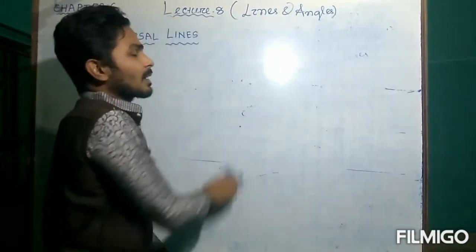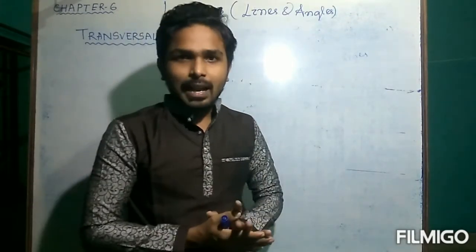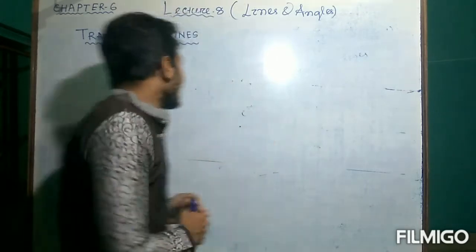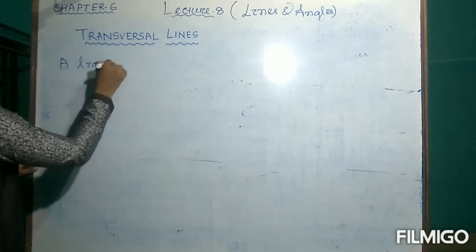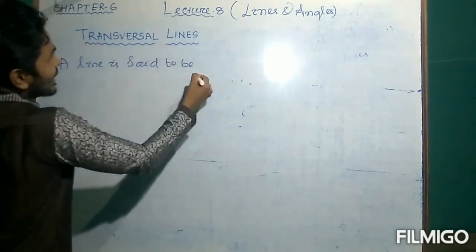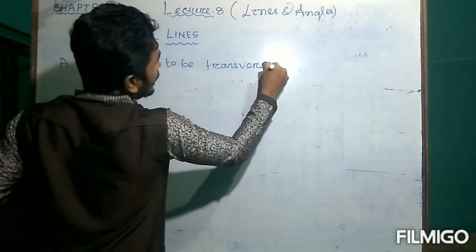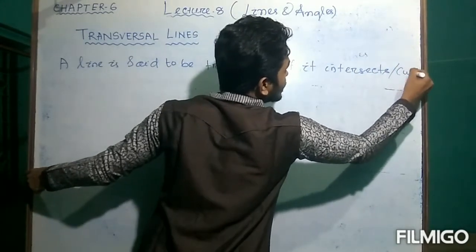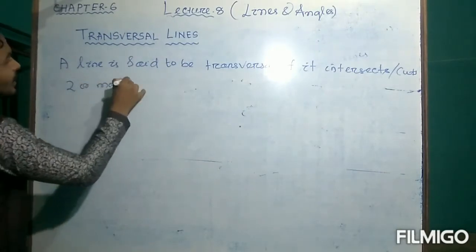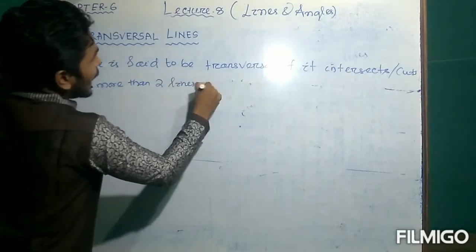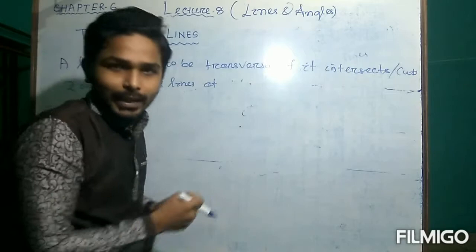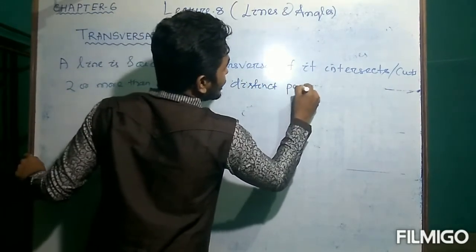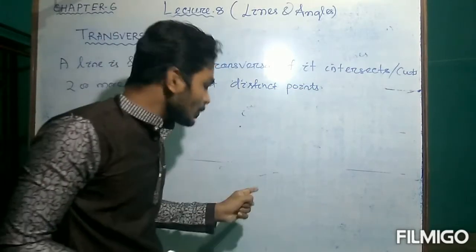The definition is: a line is said to be transversal if it cuts, or intersects, two or more than two lines at distinct points. Again, I am writing this definition. A line is said to be transversal if it intersects, intersect means cuts, two or more than two lines at distinct points. Distinct means different points, not in one common point. So simply, for a transversal line, a line should intersect two or more lines.